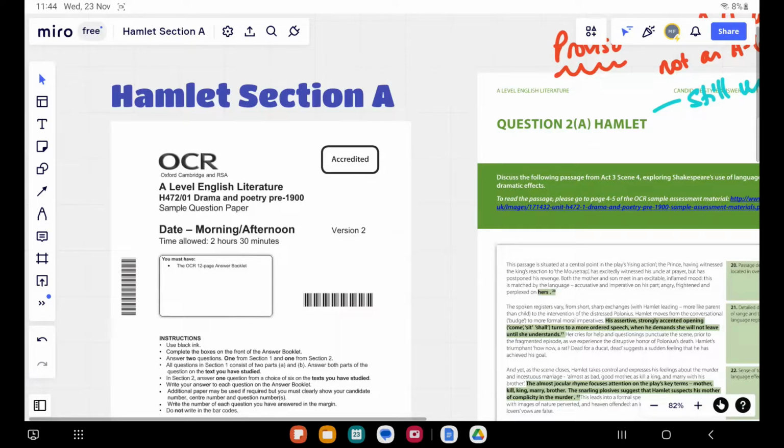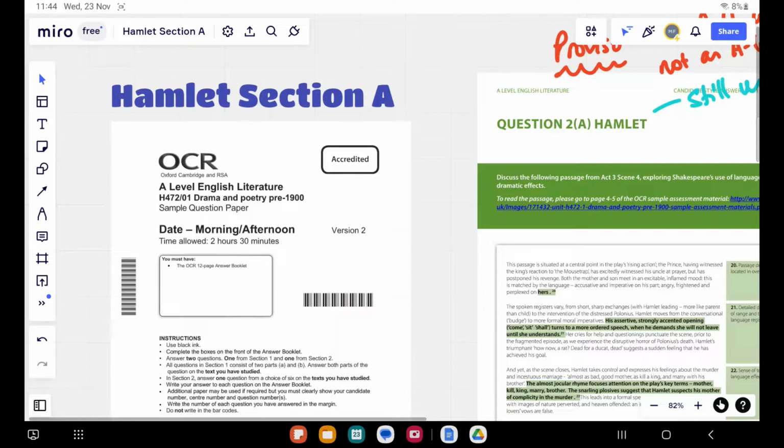Today, OCR A-level English literature, and something I think is one of the trickiest things about the exam, which is Hamlet Section A. So we're going to be looking at approaches to that and things you could do to have an idea of what's expected.